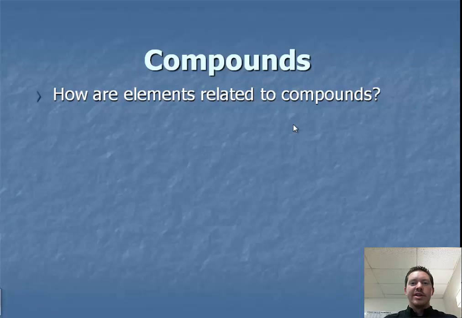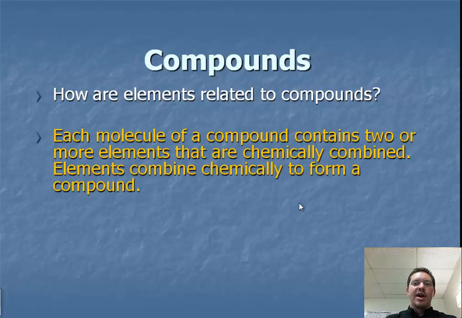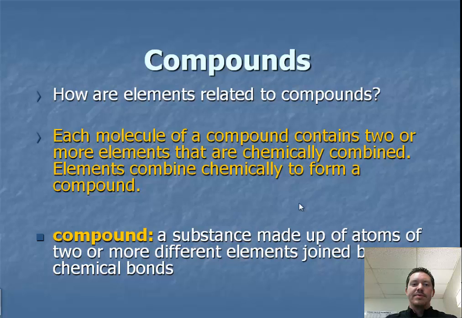Alright, so how are elements related to compounds? Each molecule of a compound contains two or more elements that are chemically combined. Elements combine chemically to form a compound. So again, the definition for compound: a substance made of atoms of two or more different elements joined by chemical bonds. If we think of table salt, which is NaCl, we show the element symbols, and these two items are chemically combined to form a compound.